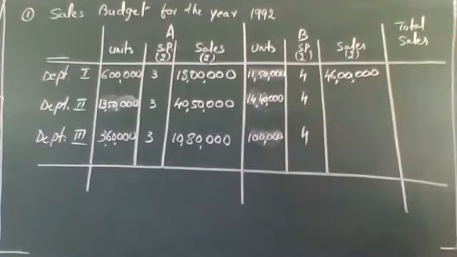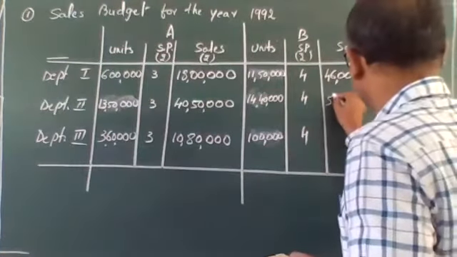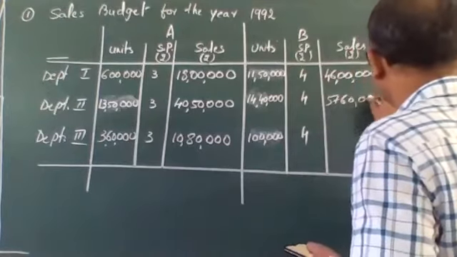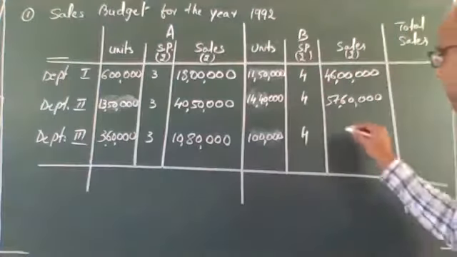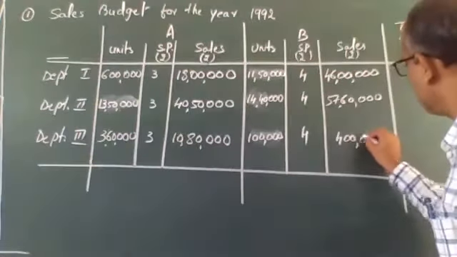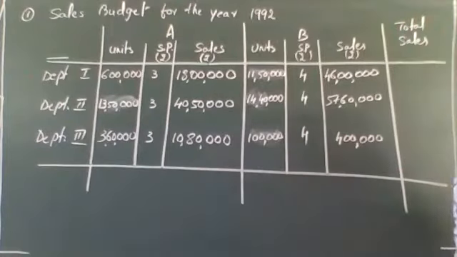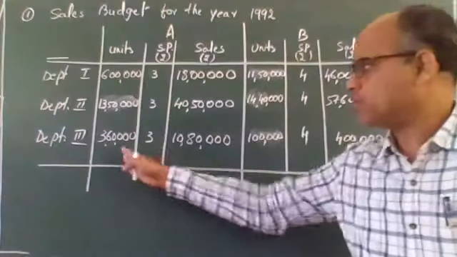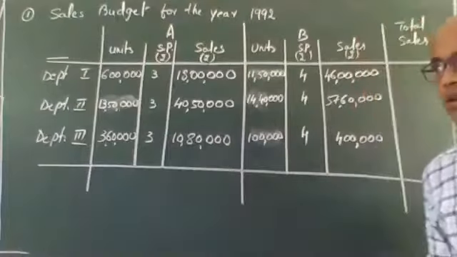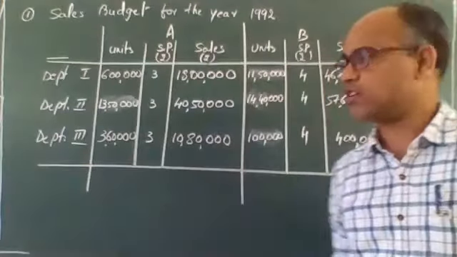This is 14,40,000 into 4. That comes to 57 lakhs 60,000. This is 1 lakh into 4. It comes to 4 lakhs. All right. What I did, units multiplied with selling price. What is the difficulty? Nothing. You're just doing the multiplication part.